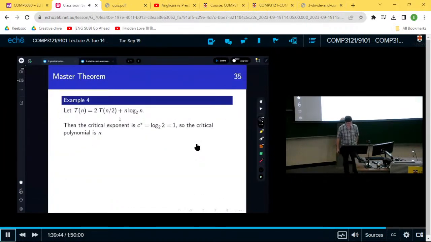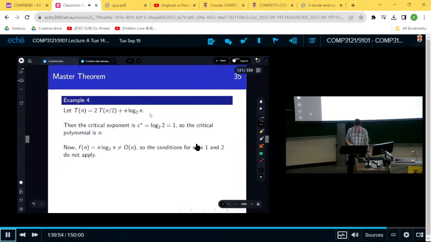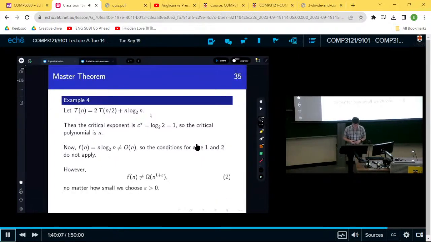Okay, and then we have a case where we can compute a critical exponent, but here we have this n log n term, which doesn't really fit the master theorem. So none of the conditions apply, and we can't really apply the master theorem.